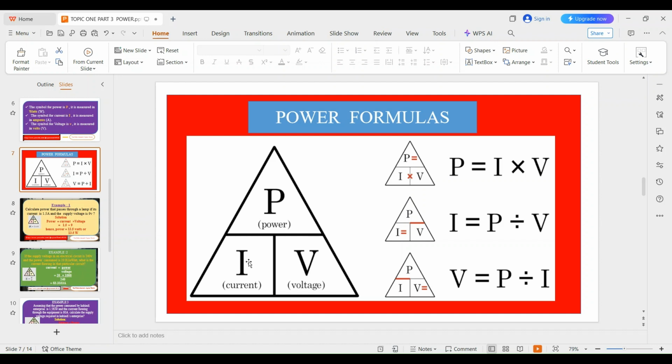Let's look at our learning outcome number 4, that is performing calculations involving power. Let's look at example 1.